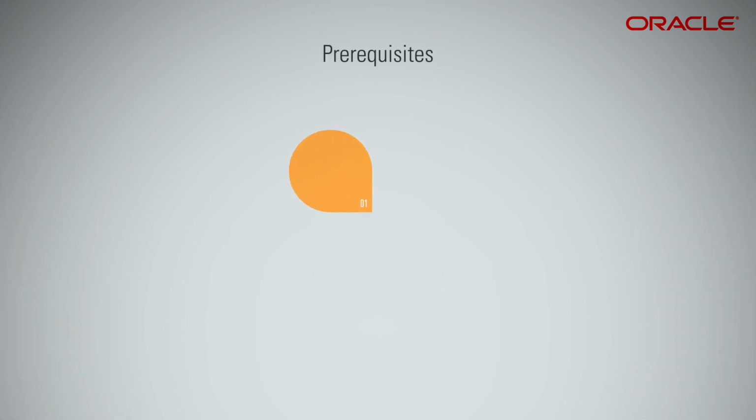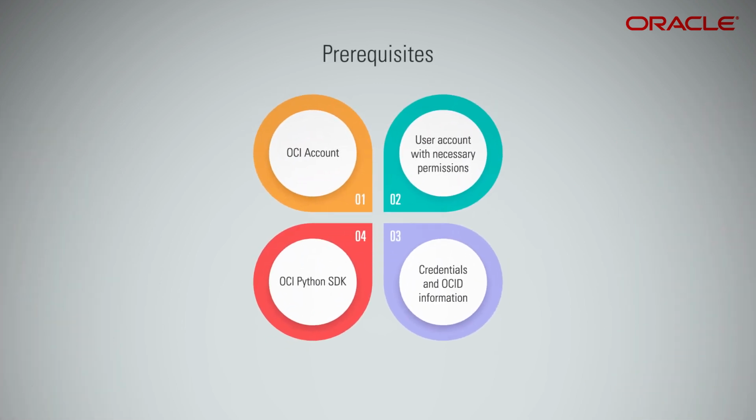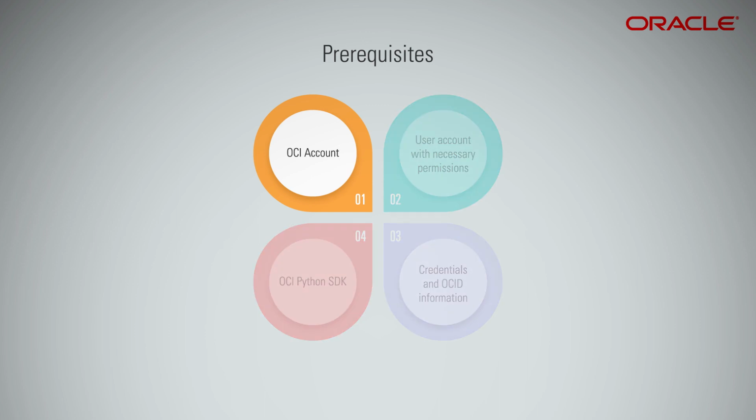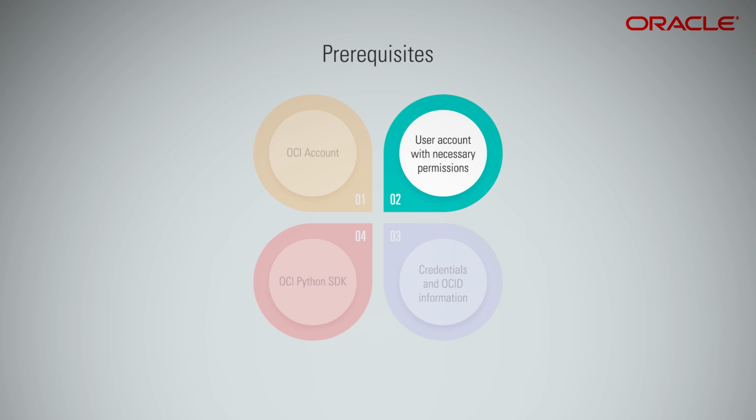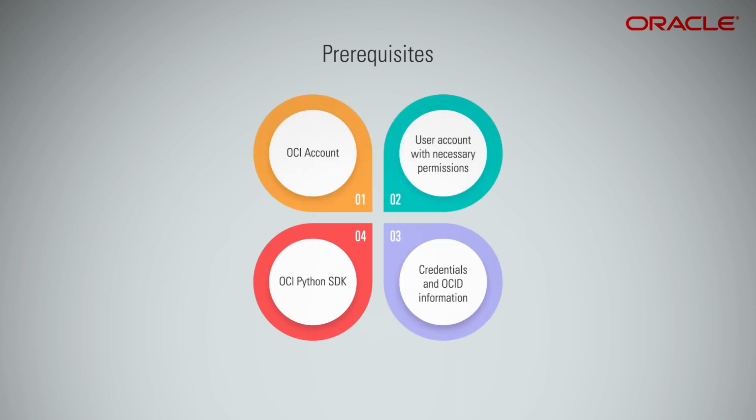To use Ansible, you must have the following prerequisites on your controller computer: an Oracle Cloud Infrastructure account, a user created in that account, in a security group with a policy that grants the necessary permissions for working with resources in those compartments, the necessary credentials and OCID information, the Oracle Cloud Infrastructure Python SDK.